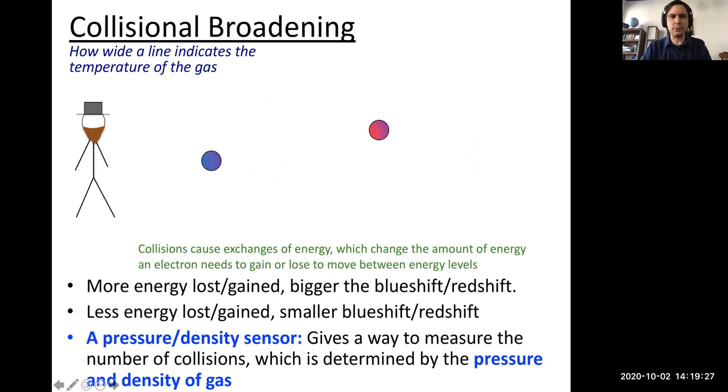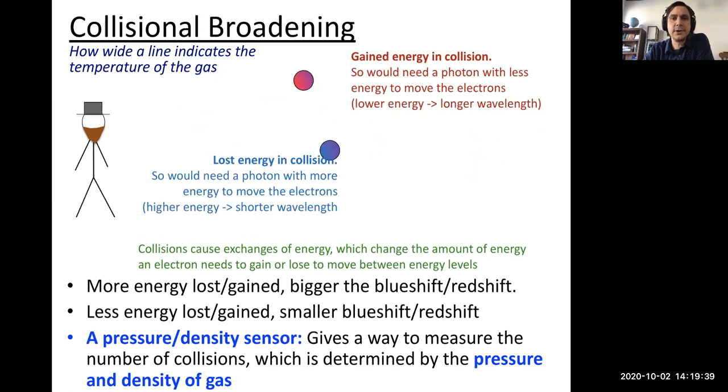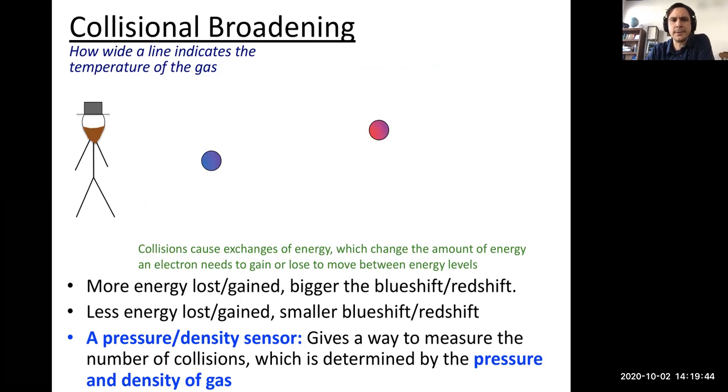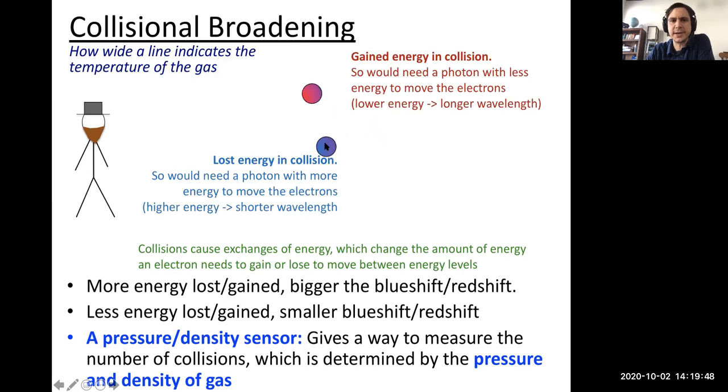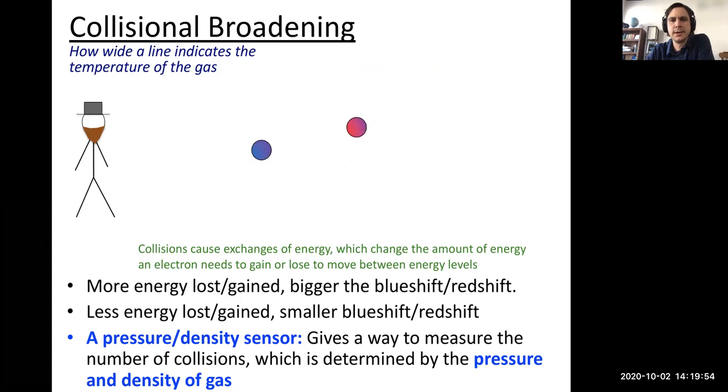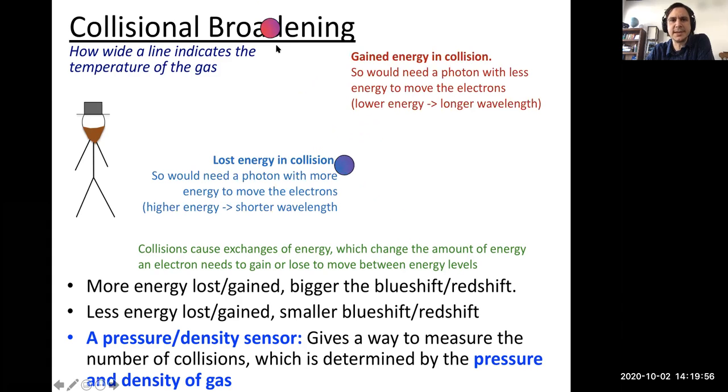So here I have one object, here I have another object. And in this room, the air particles are all moving around. They're going to be bumping into one another, colliding with one another. And when they do that, they're going to exchange energy. So let's play that again. This one is going to lose energy. This one's going to gain energy in the collision. So one more time. Loses energy, gains energy.